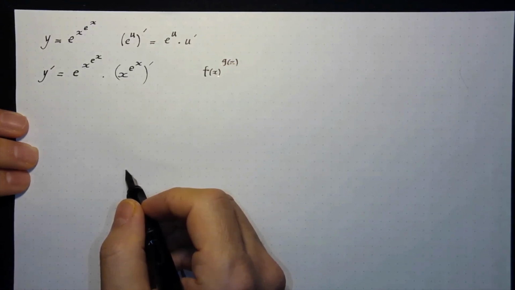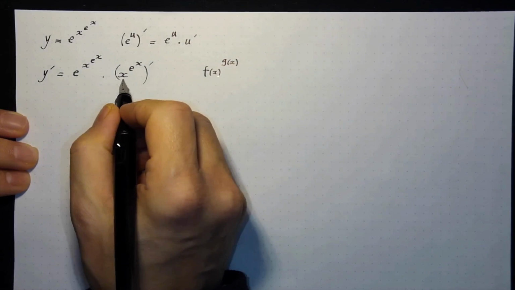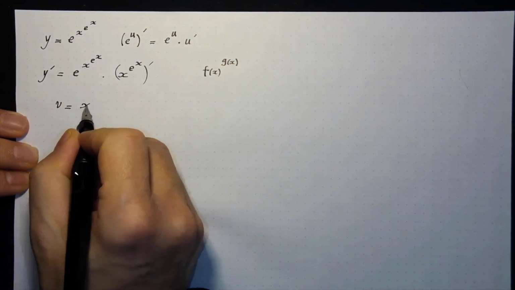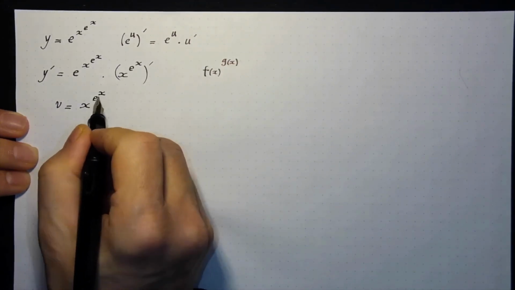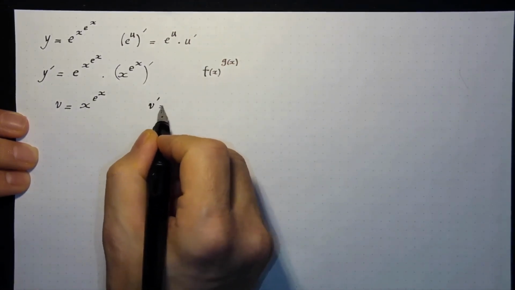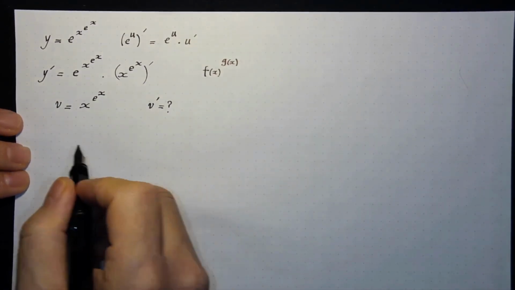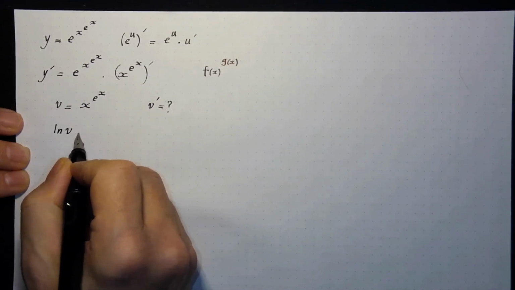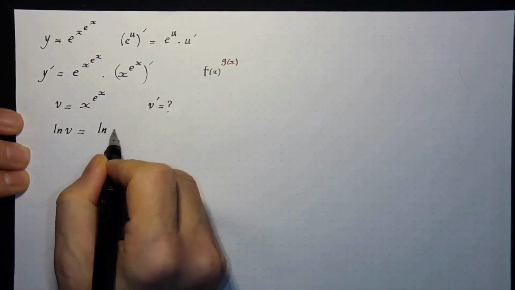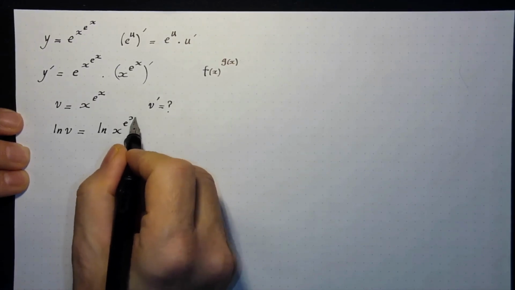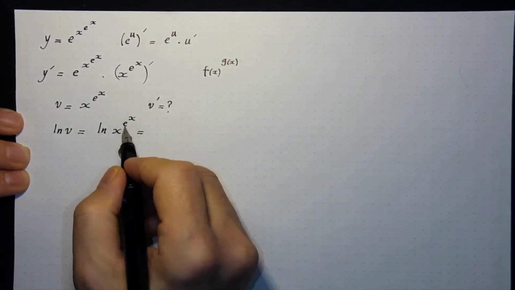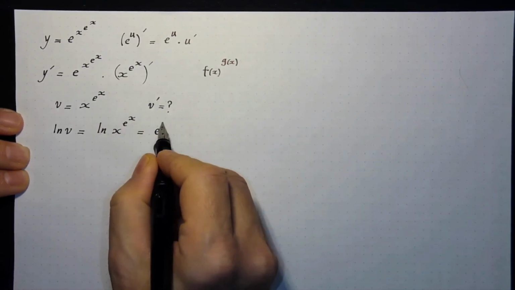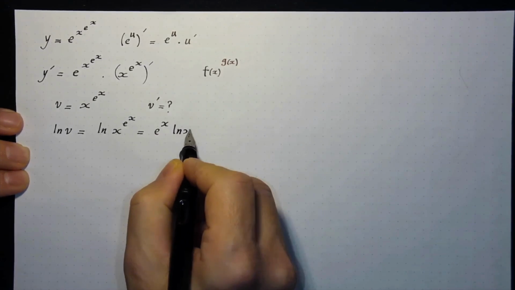So what we do in this case, let me call this function v. v is equal to x to the e to the x, and my goal is to calculate v prime. I take ln from both sides, so ln of v is equal to ln of x to the e to the x. Because this is the exponent, it goes to the front of the ln, so it becomes e to the x ln of x.